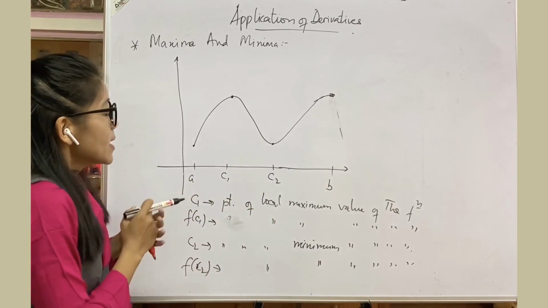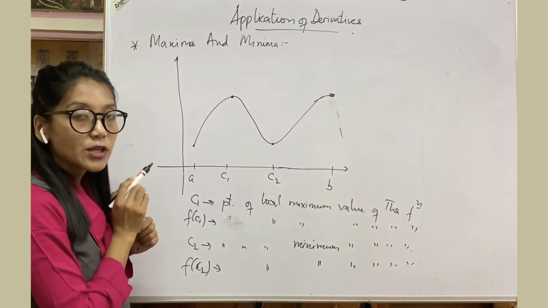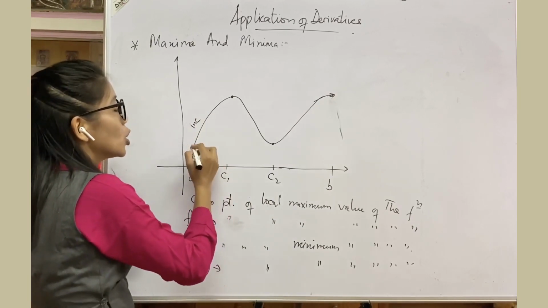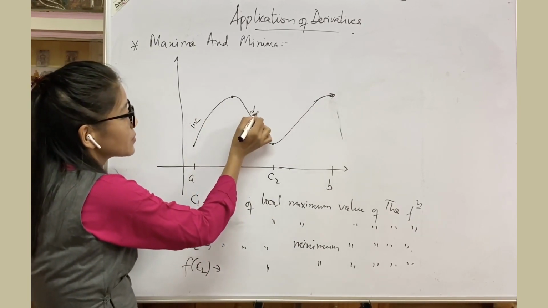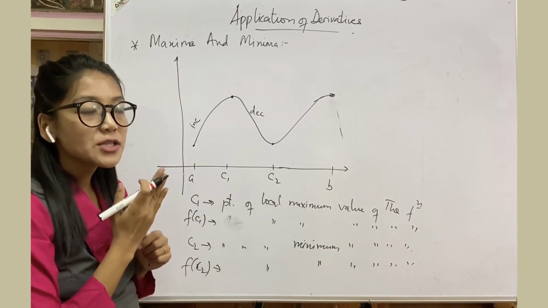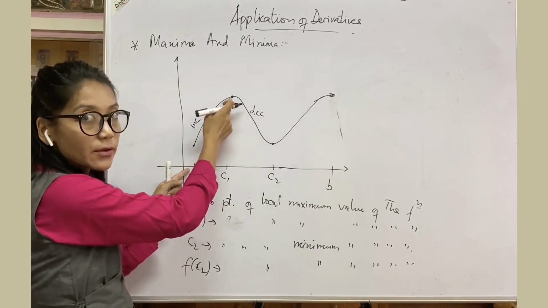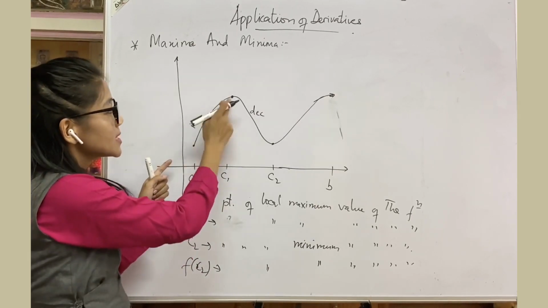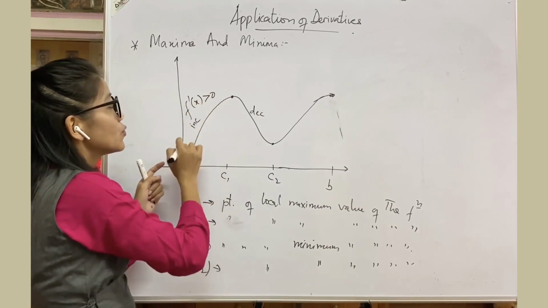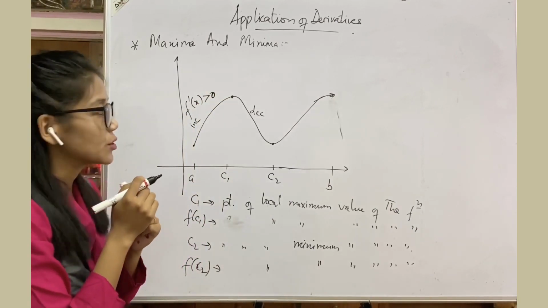This is one thing. Now if C is the point of local maximum value of the function, then what should happen is the function is increasing on the left hand side, and then it will decrease on the right hand side. Now we know that when the function is increasing in the interval a to c1, then f dash x is greater than 0 for an increasing function. That topic we had already discussed in the previous section.